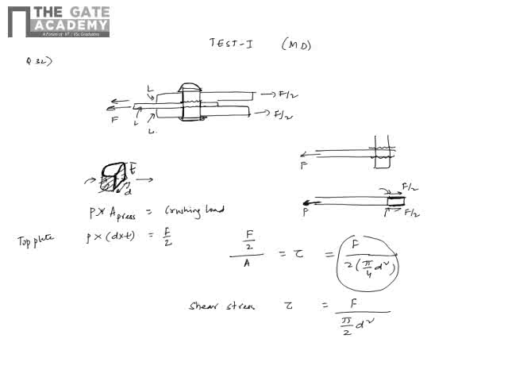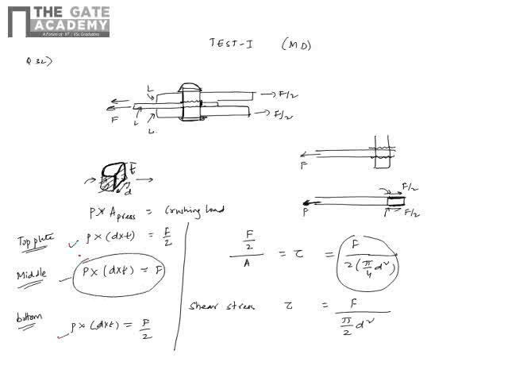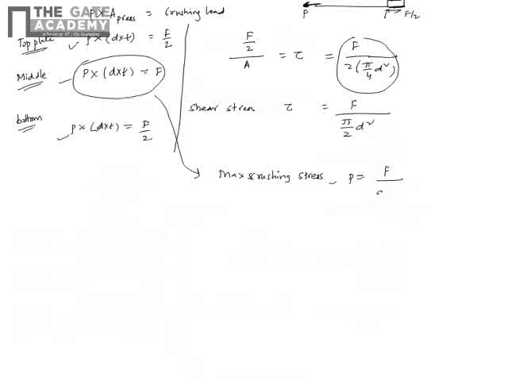Now same thing if I do for the middle plate, it will be crushing pressure for the middle plate into diameter into thickness. The same thing will be at this side, but the force resisted is F. So this is for the middle, and for the bottom it is same as the top. The P into t is the total crushing load, and it is F by 2. Now if you see from these three, P will be maximum only in the middle part, and that is your crushing stress. So max crushing stress P is F by d t.